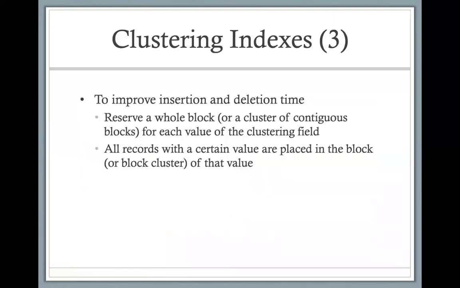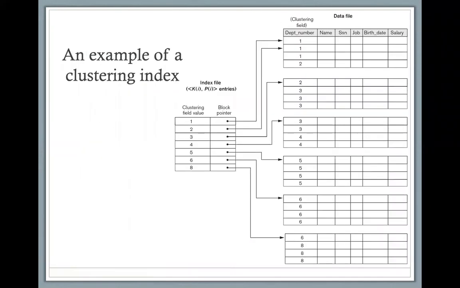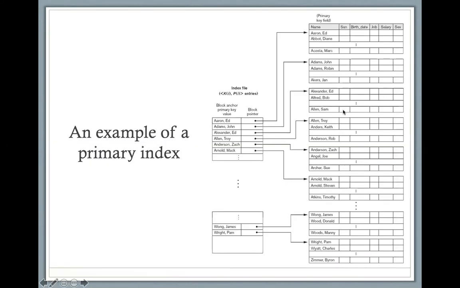One question for you: how many primary indices can you create on a file or a table? Before I take this question from the chat, how many primary indices can you create per file or table? Can I create multiple primary indices or multiple clustering indices on a table? The answer is no, of course.